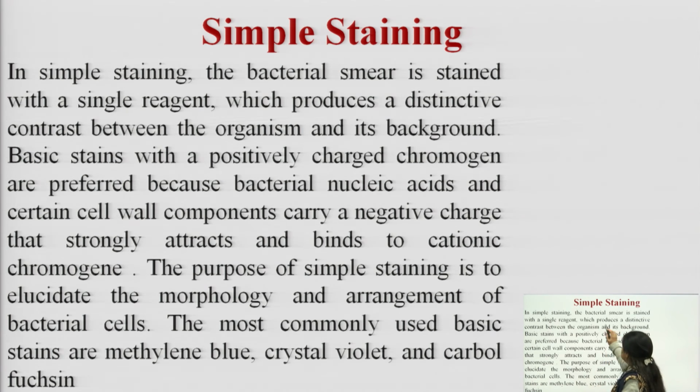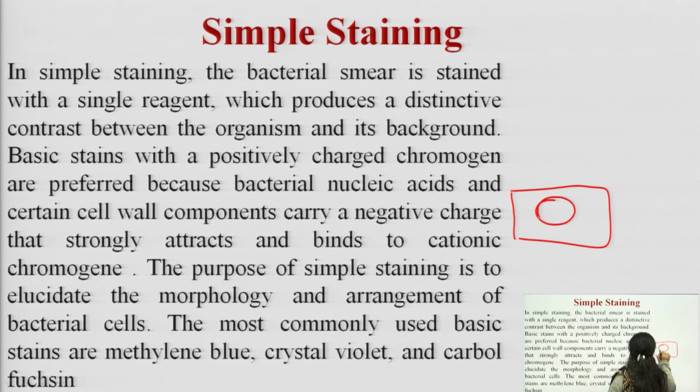In simple staining, the bacterial smear is stained with a single reagent which produces a distinctive contrast between the organism and the background. The basic dyes are mainly positively charged stains, and they will stain the cells of the sample, not the whole background behind the slide. If you see this kind of slide, where we place a cell culture over the slide, we are going for simple staining. Simple staining is further divided into two types: one is positive staining, the second is negative staining.